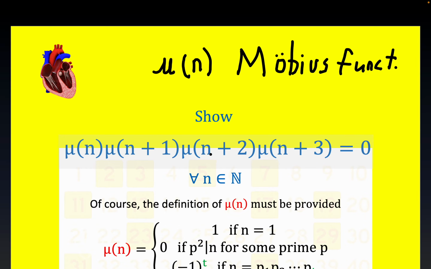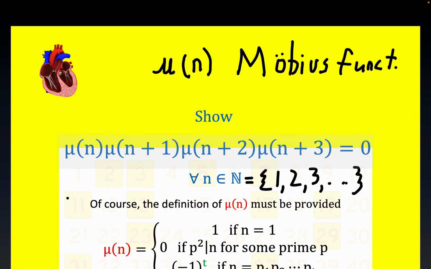Okay, but anyway, we're supposed to show that mu of n times mu of n plus 1 times mu of n plus 2 times mu of n plus 3 is equal to 0 for all n. And n here, of course, is just the positive integers, the set 1 to positive infinity. Sometimes people want to include 0 just for convenience, but it's not important here. So it's just the counting numbers, all right?